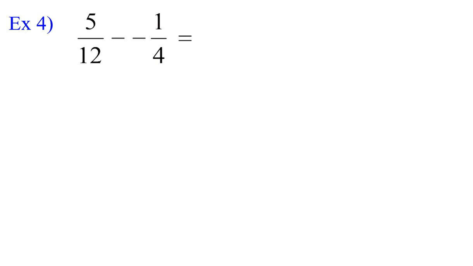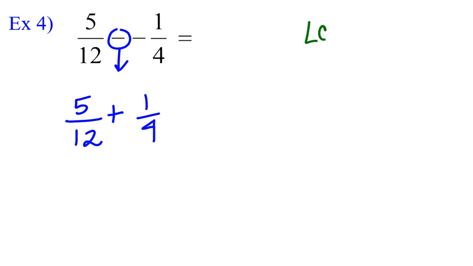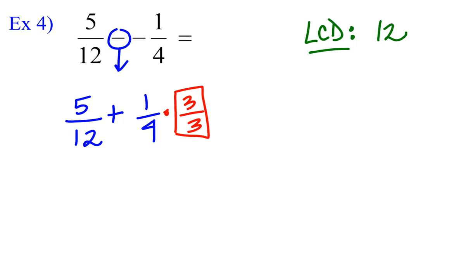Here's another example. We're going to change 5 twelfths minus negative 1/4. We need to rewrite it as an addition problem. So 5 twelfths, the subtraction, we're going to change it to an addition problem. And the opposite of negative 1/4, or the additive inverse of negative 1/4, is positive 1/4. We're going to look for that least common denominator, or least common multiple, with 4 and 12. And you can see probably that it's 12. This first one doesn't need to be changed, but we do need to multiply by a fraction of 1 on this second fraction. So we need to multiply by 3 over 3.